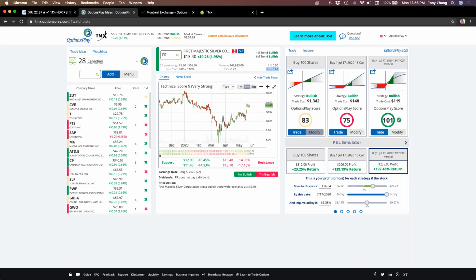What is the minimum OptionsPlay score you want to see? I generally want to see a minimum of 80. Once it dips below 80, you get a red OptionsPlay score. So anything that's red is usually what I would avoid.